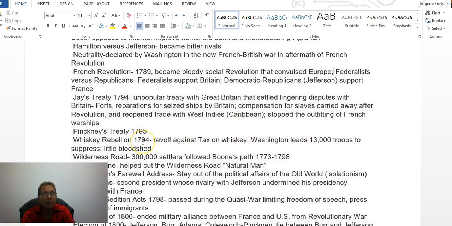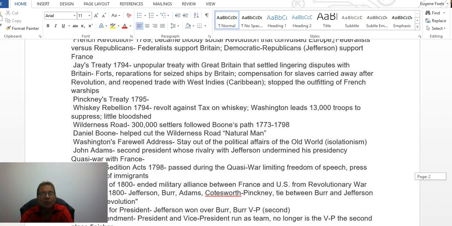Washington led troops against the Whiskey Rebellion. The revenuers, as they're sometimes called in the South, they didn't want to pay that tax, and this was suppressed. Washington actually got on horseback again and led those troops down there to try to suppress this revolution against the power of the national government.